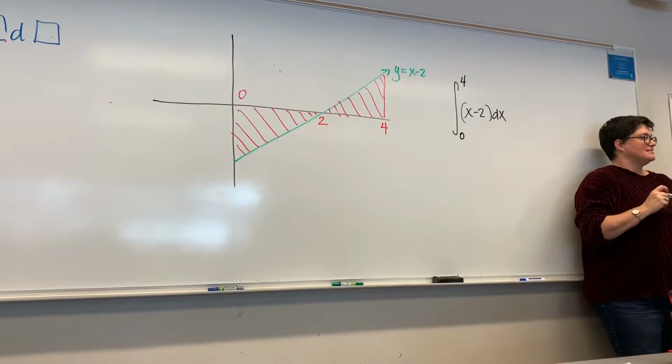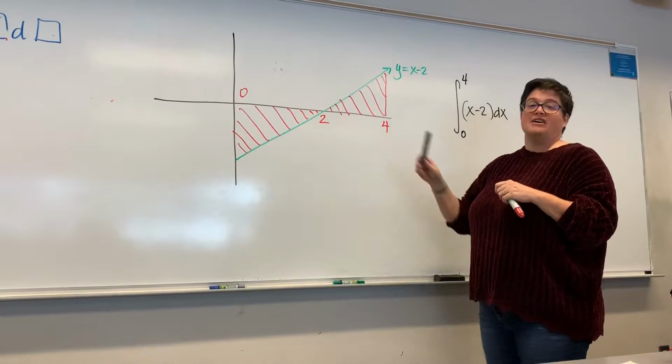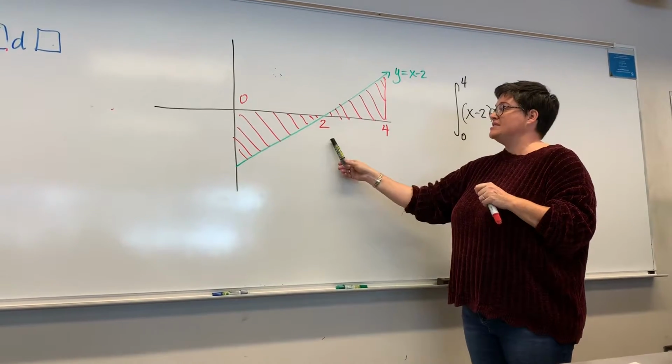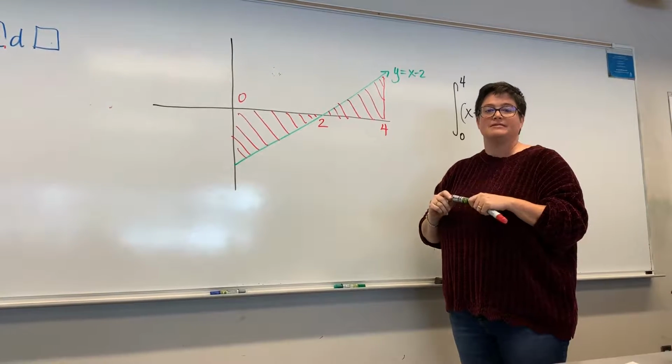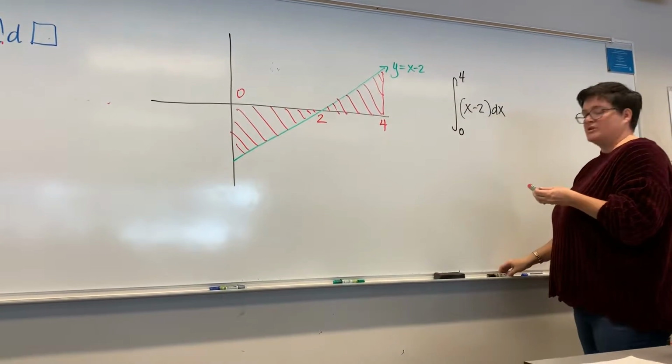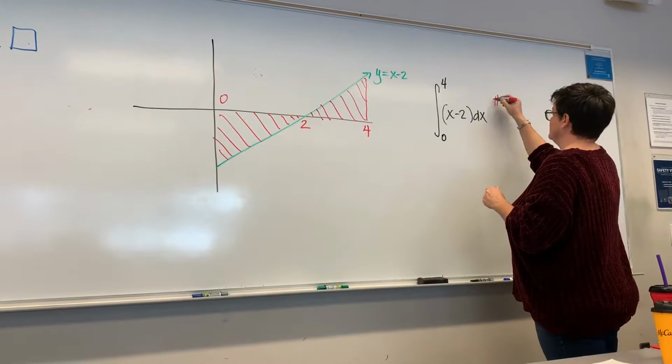Does that help out? When would you stop? You stop when the shaded area stops. So I'm not going to ask you to integrate to 6 because the shaded area stops at 4. Does that make sense? So which integral is this? 1, 2, 3, or 4? 1. That's my integral.